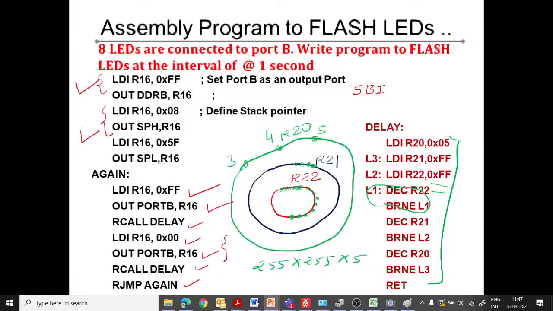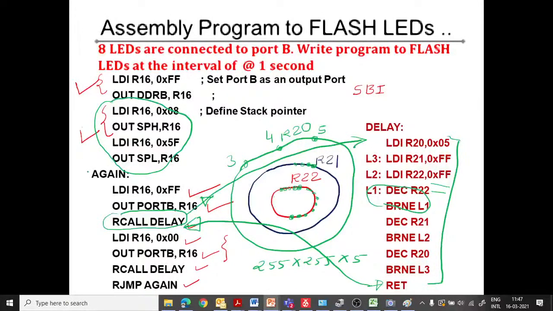Once this entire 3-loop is over, you are returning to the main program. So this RET is a return instruction, and this is a call instruction. Whenever you are executing RCALL delay, your program will transfer to the delay routine, and once the delay routine is over and return is executed, you are coming back to your main program again, right? During this event, you need to store some registers in the stack memory, and that's why initialization of the stack is very, very important here, right? Any doubt, any question in your mind?